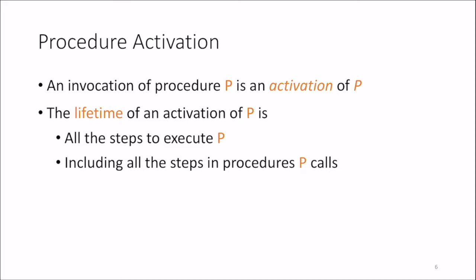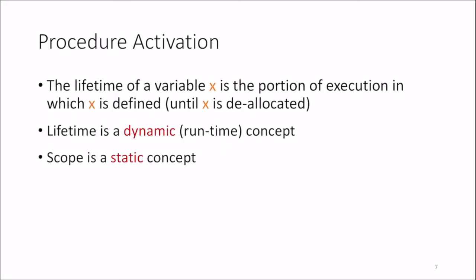So when we look at procedure activation, or activating a function, like calling a function, when we invoke a function or procedure, we call it an activation of that procedure P. The lifetime of an activation of P is all the steps to execute that procedure, and then at the end we're going to return a value back, right? That's called the lifetime. Something we want to track is what's happening in the lifetime of a single procedure. If you look at a variable that's defined inside this procedure, in the portion of execution in the lifetime of this procedure, X is defined during that time until X is deallocated.